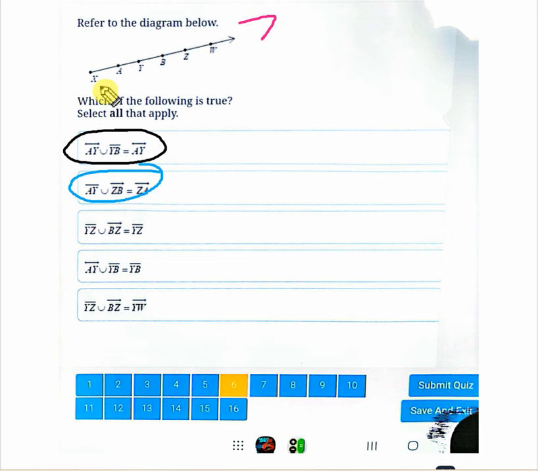AY. It's the line AY. It's all of it. And then union YB. So what is it? Is it YB? No, it's going to be everything. You need to include everything in the union, not only YB.